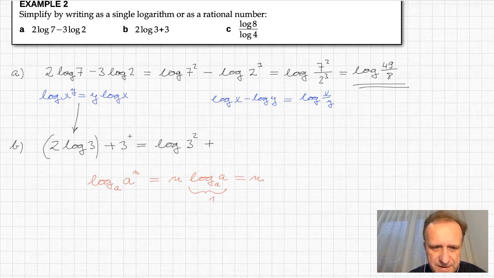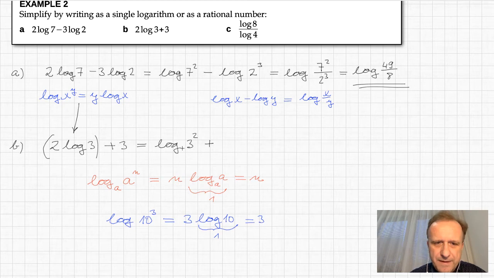So if I take 3 as n and I take 10 as the base, which is used here because the a is not written, but it's supposed to be 10, I can say that according to this, the logarithm of 10 to the power of 3 is 3 times logarithm of 10. But what is the logarithm of 10 in base 10? It's 1, so it's 3. So I can use this and replace number 3 by logarithm of 10 to the power of 3.